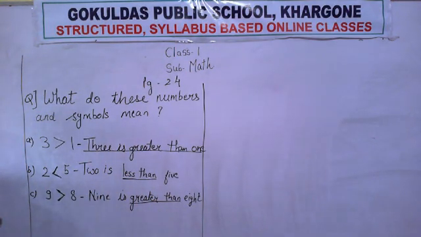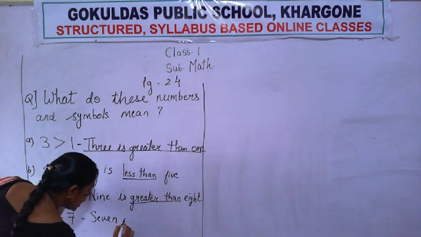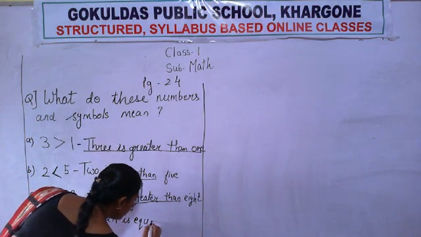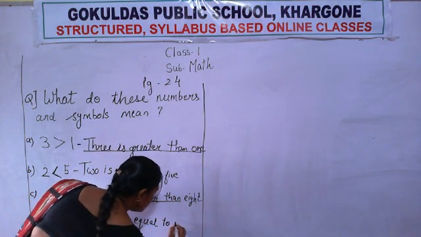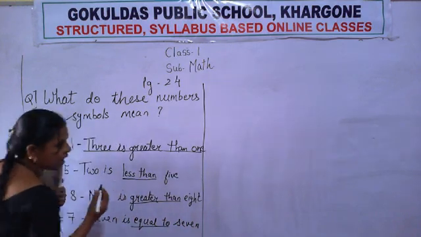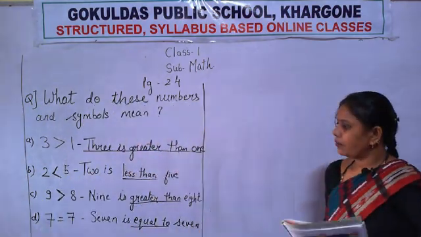Now see next, D. 7 equal 7. With what sign is this? This is the sign of equal. So what will you write here? 7 is equal to 7, because on both sides the numbers are the same. That means 7 is equal to 7.